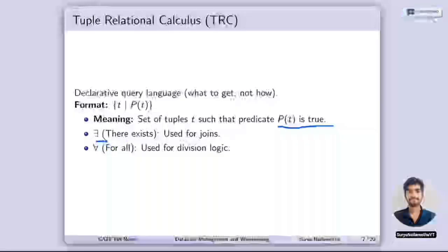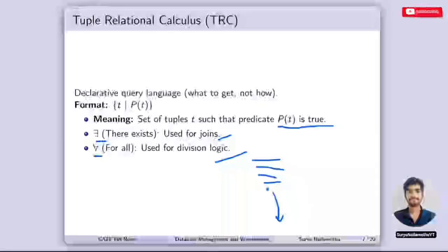This symbol means there exists. It is used for joins in the statements. This is the statement of for all. This for all is used for division logic in special cases. The question is very simple. He gives some English sentences, then asks you to write the statement in symbolic form. That is the question we majorly see in the examinations.